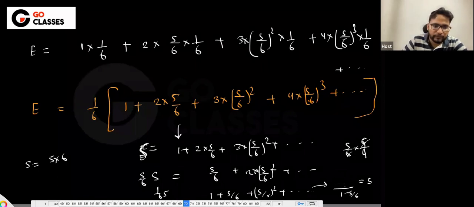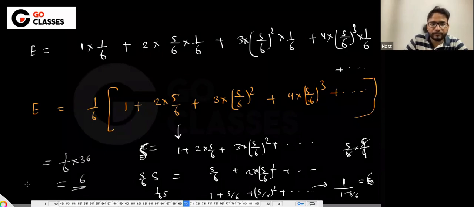A is 1 here. So it is 1 upon 1 minus 5/6, which is actually 1/6, and this is 6. And then S is 36, because this is 1/6 S, so S is 36 finally. Okay? So inside this quantity, it will be 36. So since it is 36, then 1/6 into 36, and finally you got 6 as the answer.